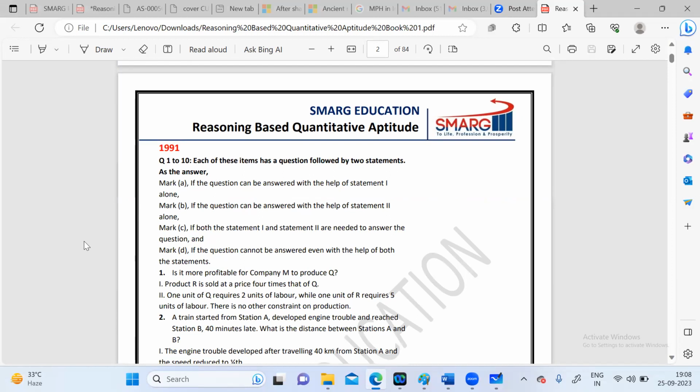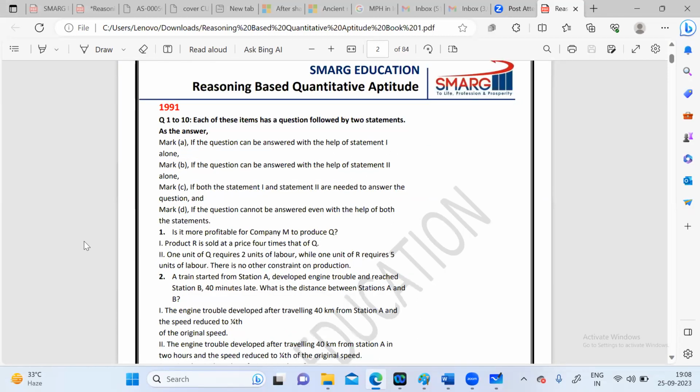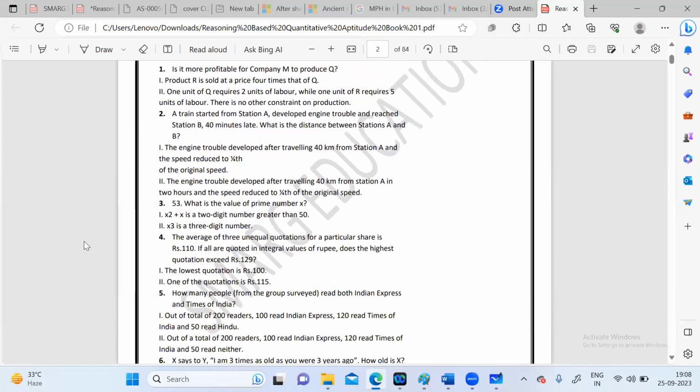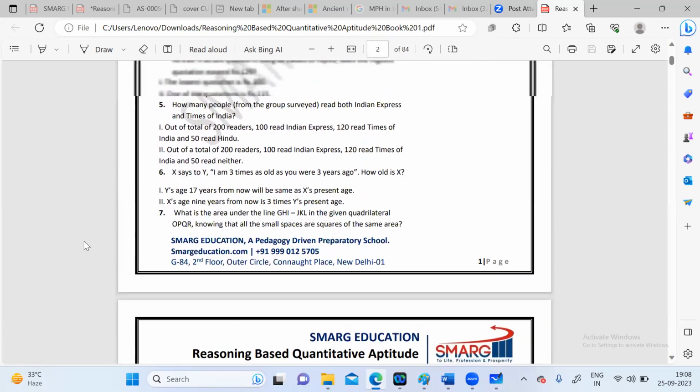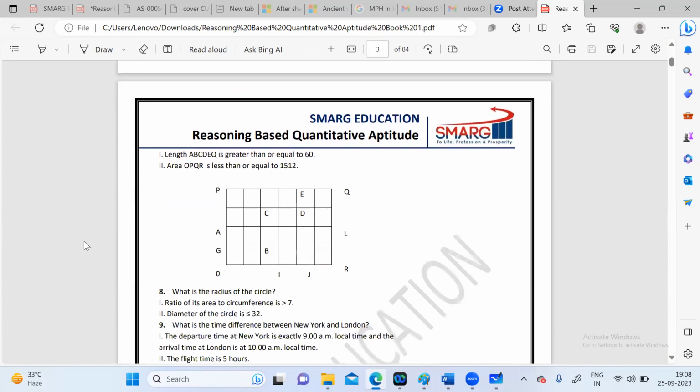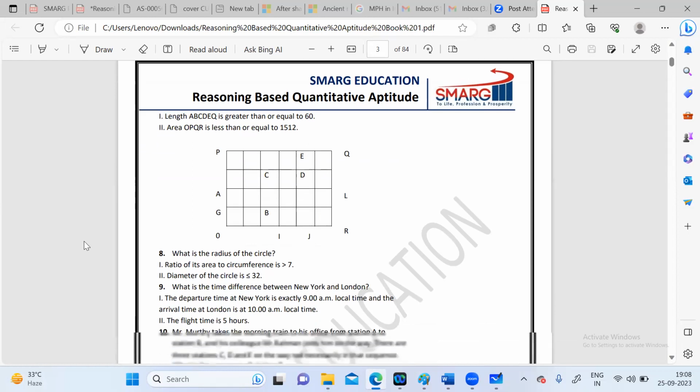Every year they have asked 30 to 40% questions for which you might not need any chapter-based or topic-based concept. There you will be required to have very basic mathematical thinking, or very basic knowledge of numbers and some mathematical reasoning with which you can solve these questions.